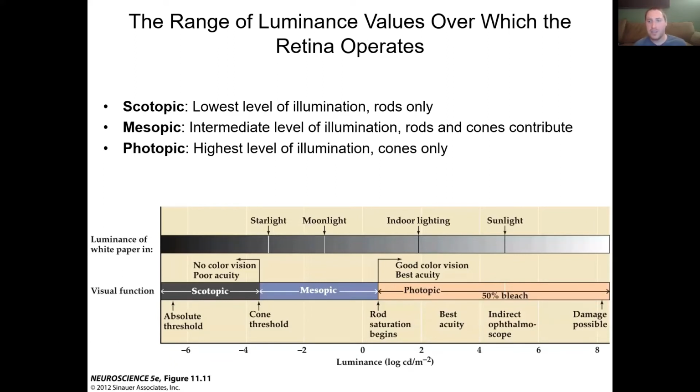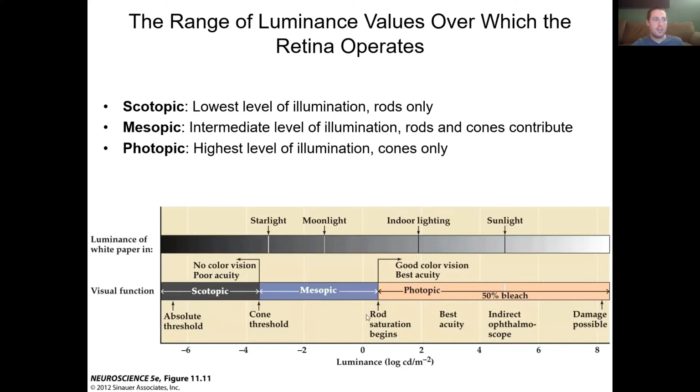So how does the visual system handle this huge range without becoming saturated or not very sensitive? The first thing it does is it divides it up. So we already talked about rods and cones, and it divides up the work so that at these low levels, so scotopic light levels, that's low levels of light, only rods are active. They are more sensitive to light.